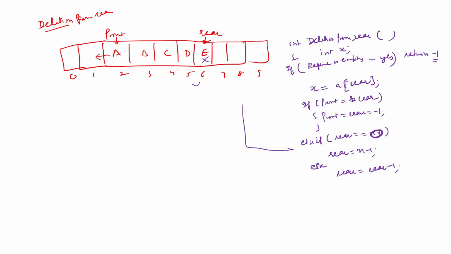Let us suppose at some moment you already have some values filled in, like this is the case. At this moment front is pointing to 2 and rear is pointing to 0. Now rear is already equal to 0. When you perform deletion from rear, rear will be updated to 9, that is n minus 1. So in the last step, you return x. This is the code for deletion from the rear.